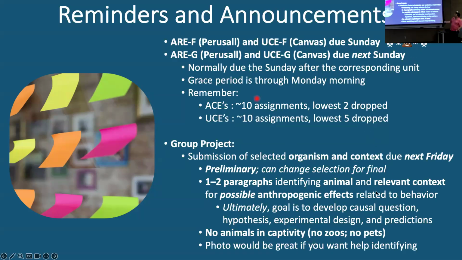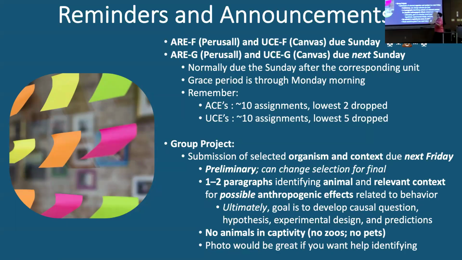Also due this upcoming week, November 7th, I think, is your selected organism in context. You work with your groups, not looking for much, just 1 to 2 paragraphs, identifying which animal you're looking at, why you've chosen that animal as a good example of something that there might be behavioral consequences of living in or around humans. And no animals in captivity, no zoos, no pets. If you're having trouble identifying the animal, then including a photo would be a nice thing there. We can help you with that.